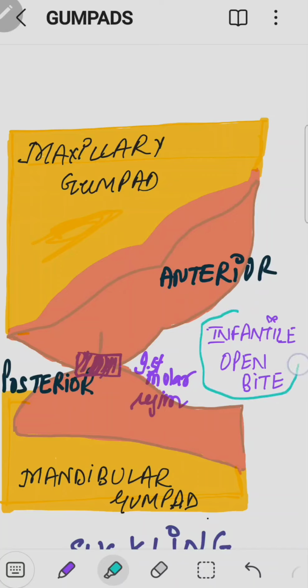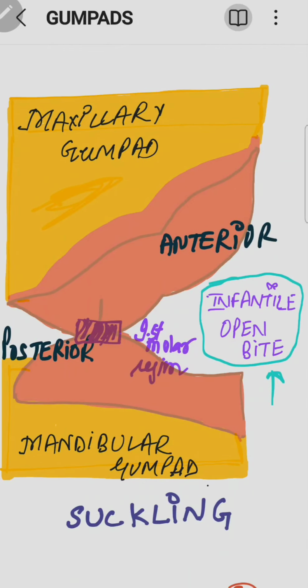Anteriorly there is an open bite when the areas are approximated between the upper and the lower arch. This area is called the infantile open bite. This is a normal phenomenon, as in the case of developing dentition.